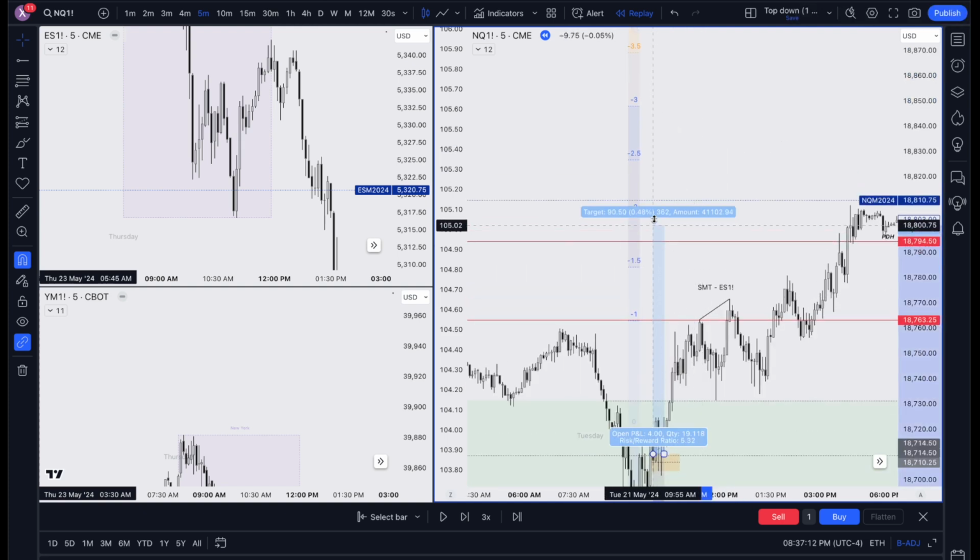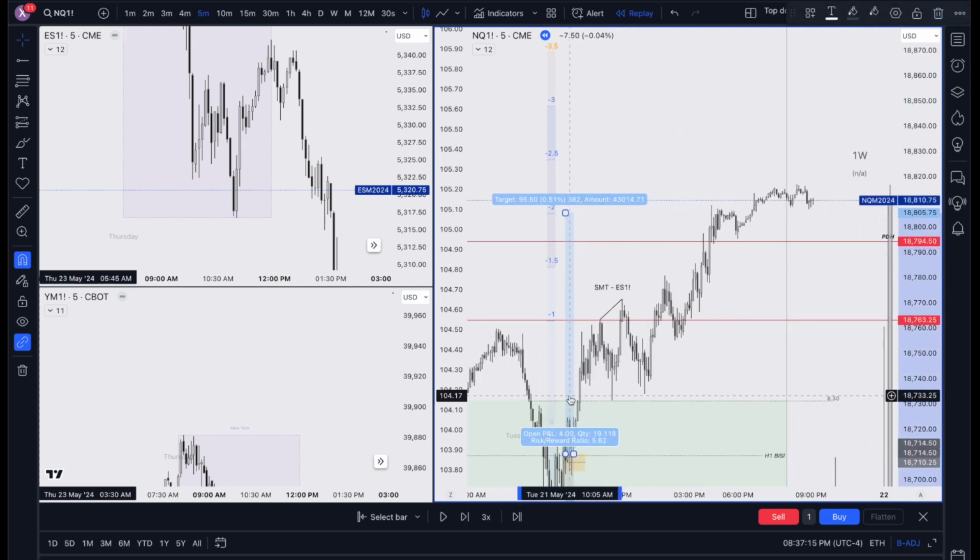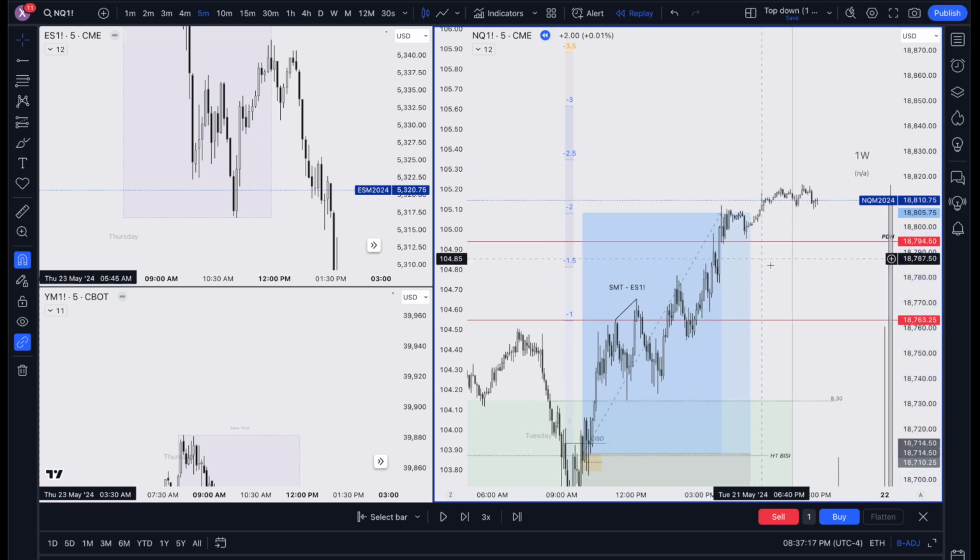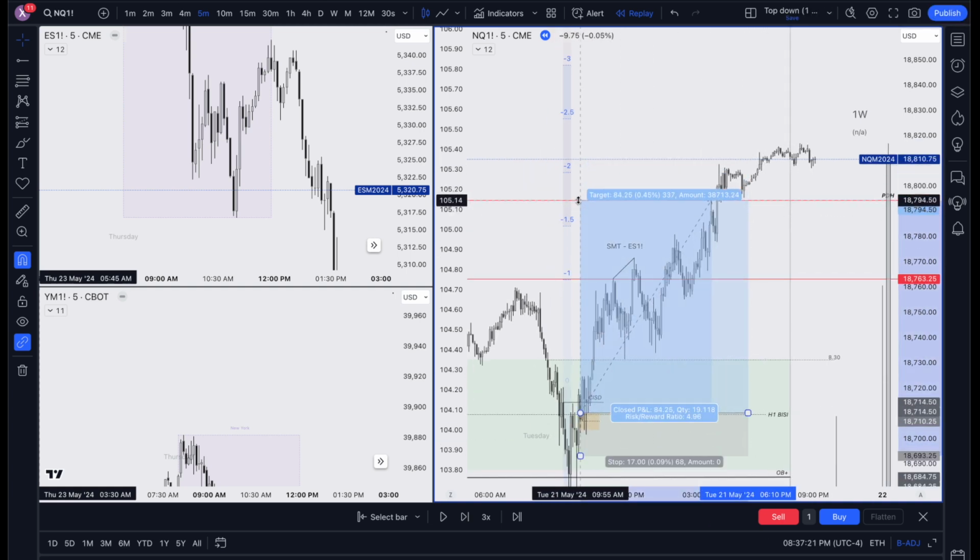Maybe you can say the high of the day will be put in at 2 standard deviations, right? And there you go, and you can hold some runners. But realistically, you have buy-side liquidity targets.